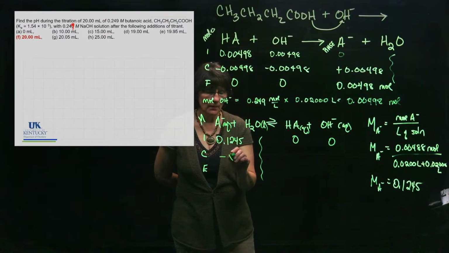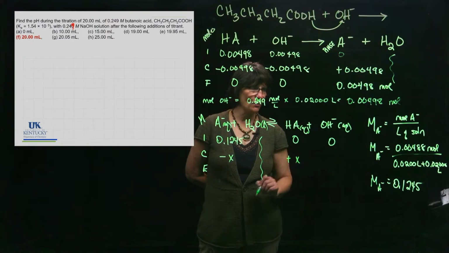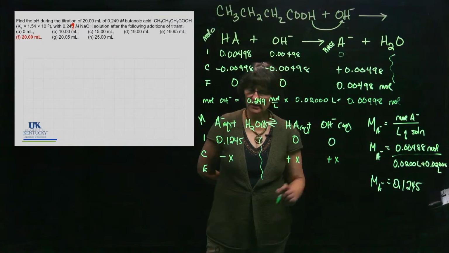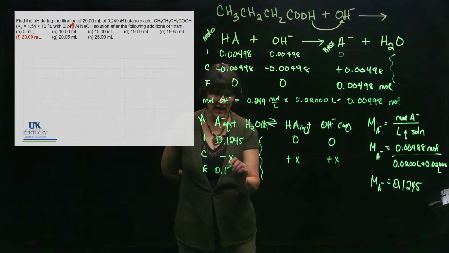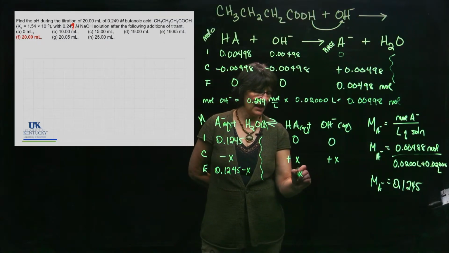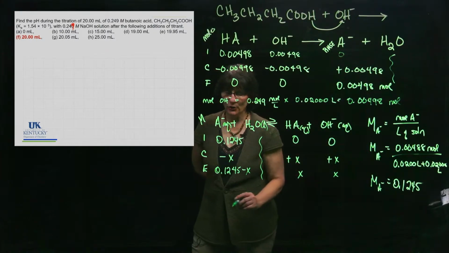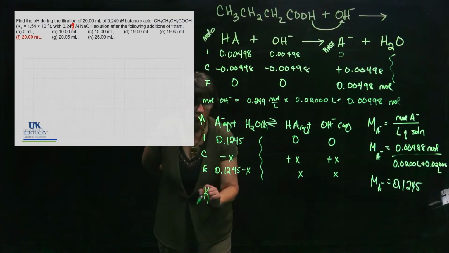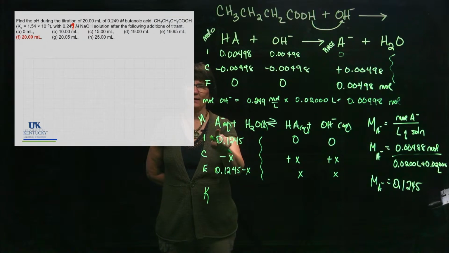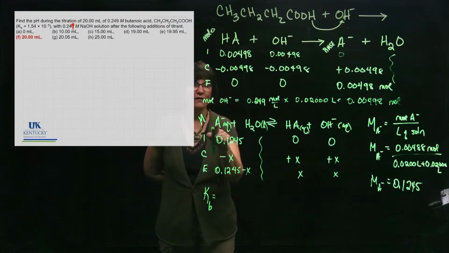We consume a little bit of this. This is the reaction taking place, and some of this reacts to produce the same quantity of that and the same quantity of that. So in my E line, I have 0.1245 minus X, and I have an X here and an X here. Now, this is an equilibrium, so it has to have a K something. What is it, a Ka or a Kb? Well, what is this, an acid or a base? That's a base. So I need the Kb of A minus.